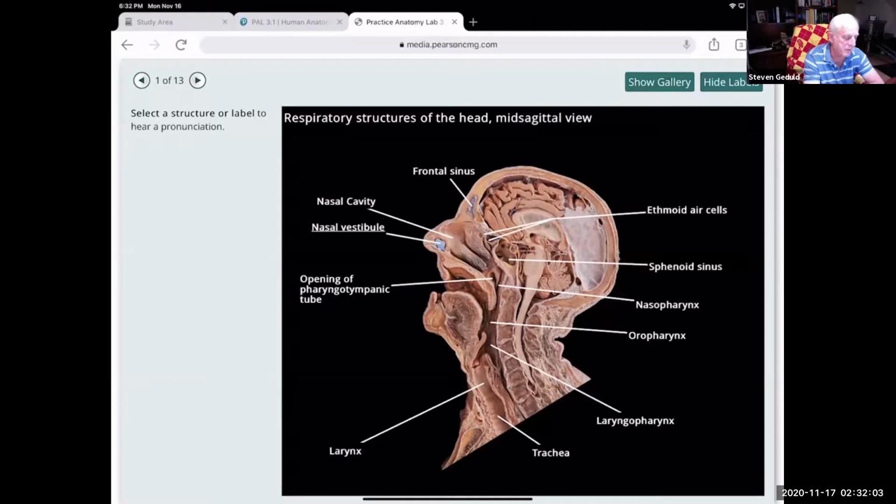The opening of the pharyngeal tympanic tube. That's the one that equalizes the pressure of your inner ear. That's when it pops when you yawn. That's when it gives you headaches or that feeling when the plane descends and your ears can't pop. That's the tube that gets blocked. That's what equalizes the pressure. It's a pharyngeal tube. You see the larynx.